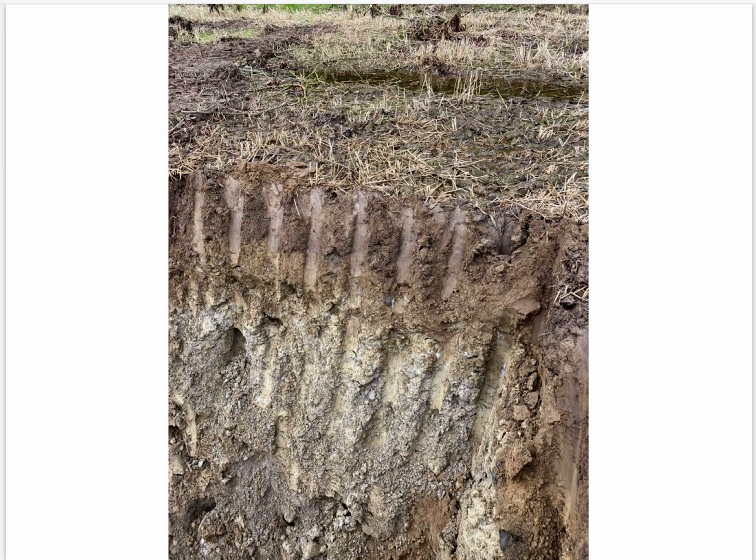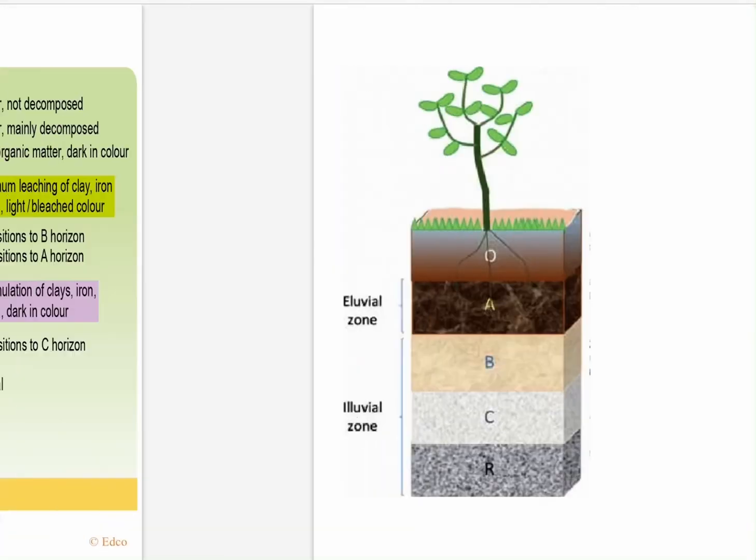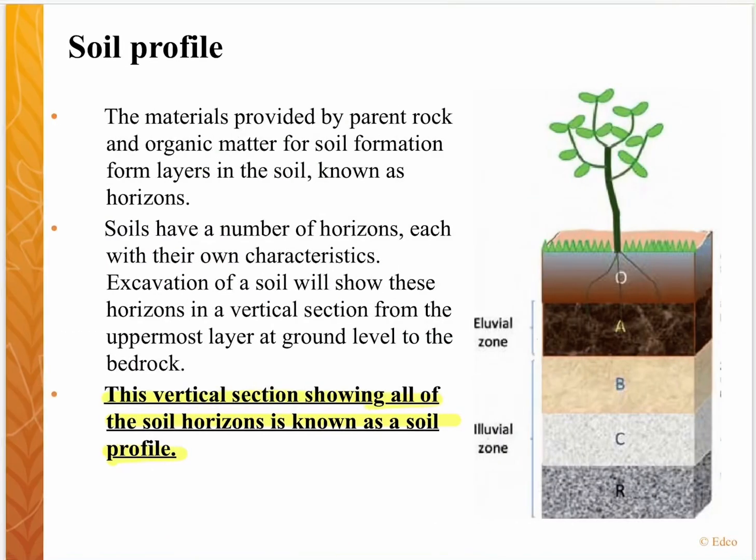So our O horizon is going to be the top, your A horizon here, your B horizon, and then you can see more stones blended into it, our C horizon, and maybe further down is going to be our R horizon. Okay, important to note here that A is going to be our eluvial zone, and B, C and R is going to be our illuvial zone.